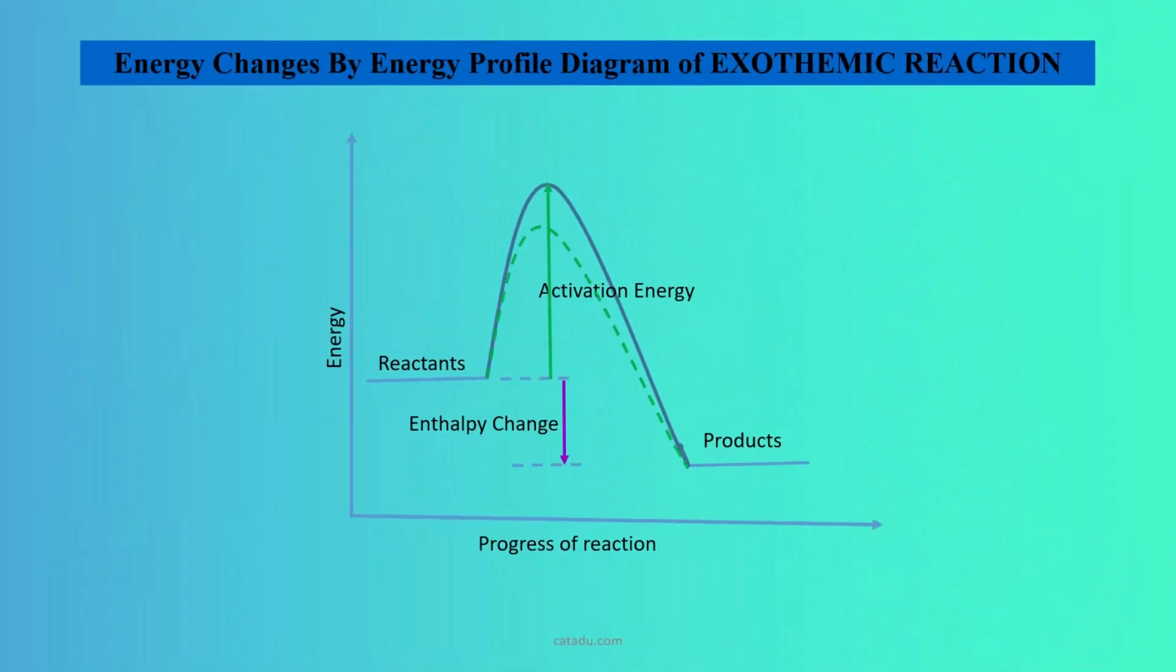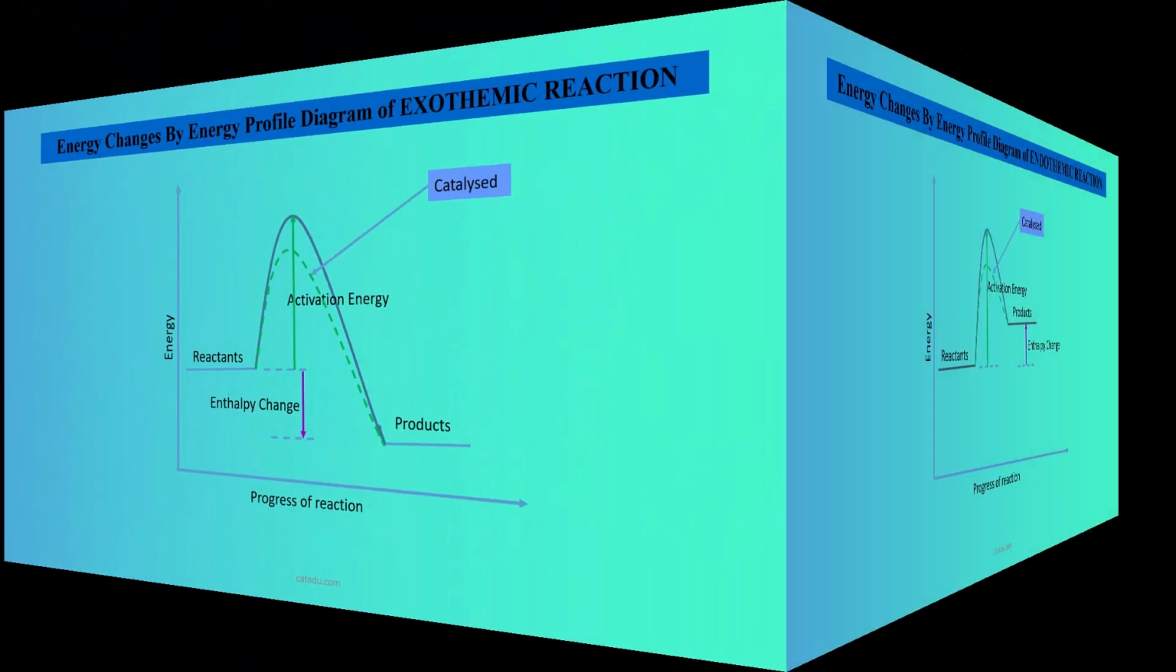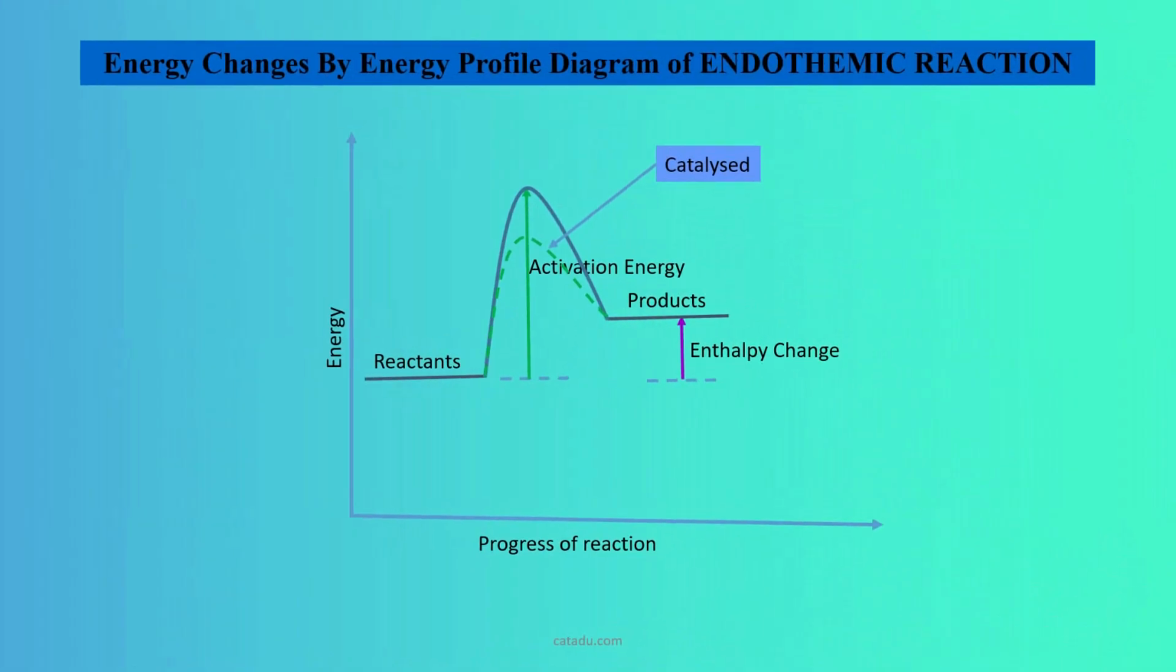Energy profile diagram for an exothermic system in the presence of a catalyst. In the presence of a catalyst, the activation energy is lowered. The broken line is shown. We need a smaller amount of energy, so the reaction will be faster. Similarly, for an endothermic reaction, the catalyzed system is shown.